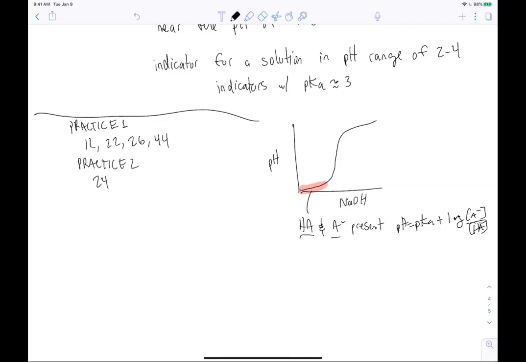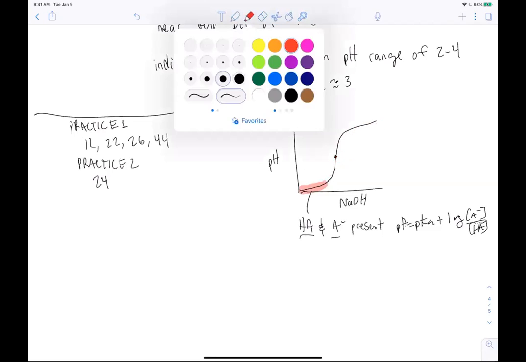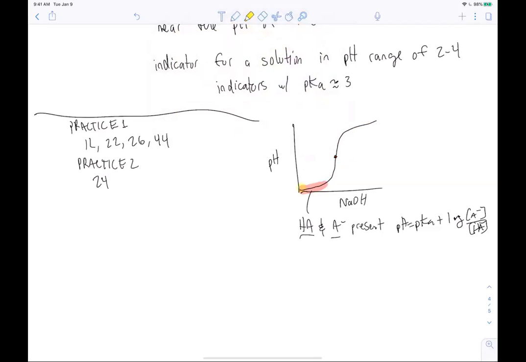So you can assume anytime you have both this and this present, you can use the Henderson-Hasselbalch equation. When you get close to the equivalence point, I doubt we'll ask you something right here where it's hard to say what you should or should not be using. But at the equivalence point, you can't use it anymore, and you can't use it afterwards. And there's a point before where you can't use it, right at the beginning where you have no A minus.